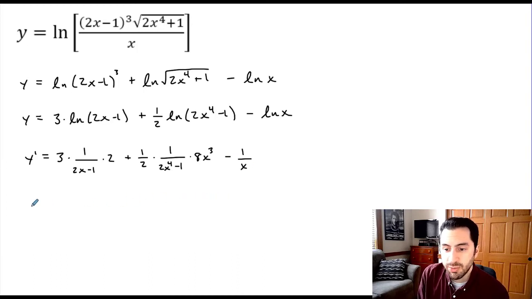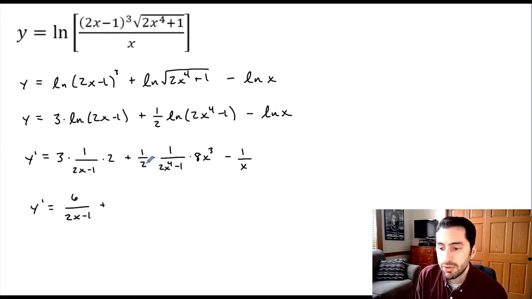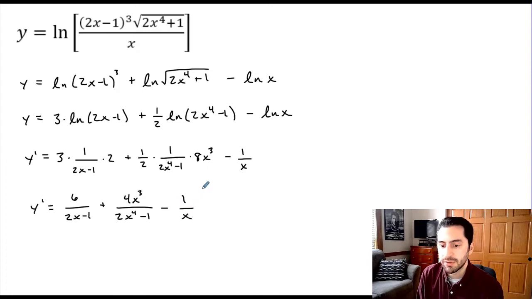All right, now let's simplify our equation a little bit here. So y prime, 3 times 2, that's going to give me 6 over 2x minus 1. In our middle term, I have a 1/2, and then I have an 8, so I'm going to simplify that. So in the numerator, I'm going to be left with 4x cubed. And then in the denominator, we have our 2x to the 4th minus 1. And then our last term here, we have 1 over x.